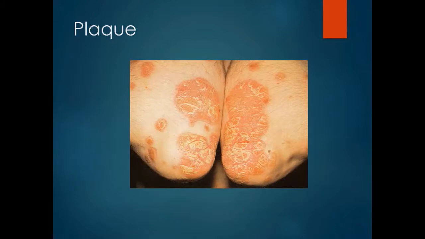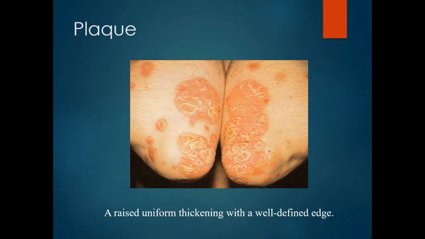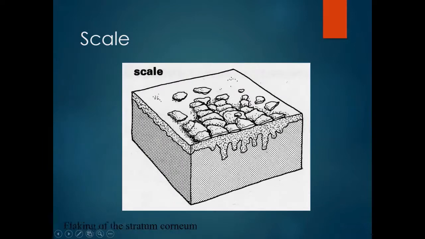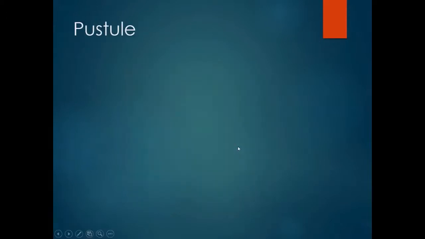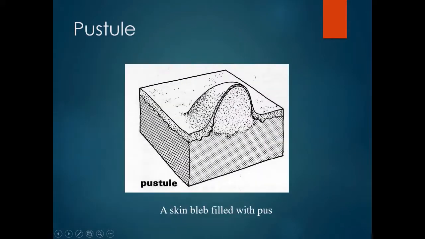A plaque is a uniformly thickened area of skin, such as in here we've got very typical plaque-like psoriasis, which here has a well-defined edge. Scale, which is the flaking of the stratum corneum. Crust, which usually refers to dried exudate on the skin surface. Pustule. Now, a pustule is a skin bleb filled with pus.